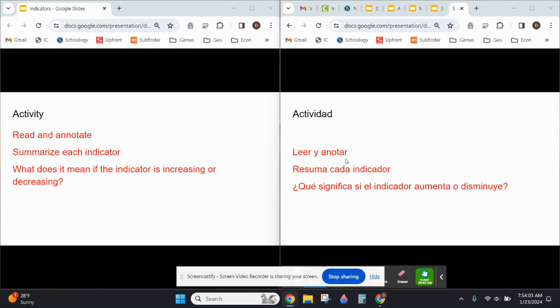So today's activity, you'll have a reading that will cover these different indicators, and you have a note catcher to fill in, where you can explain what the indicator is, what it does, what it measures, and what it means if it's going up or down. If you have any questions, let me know.